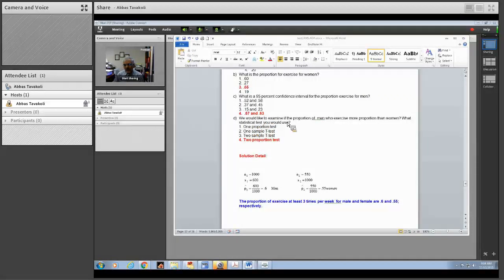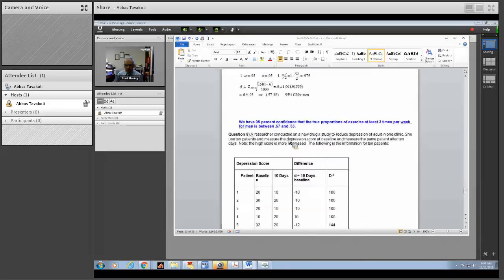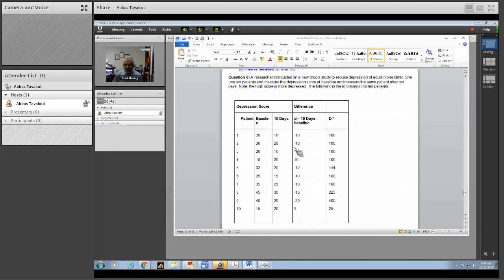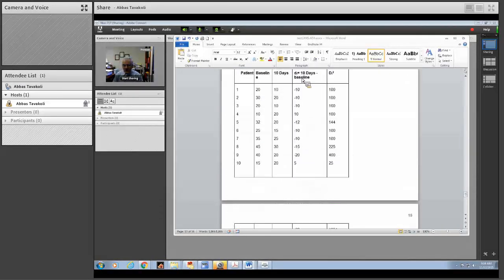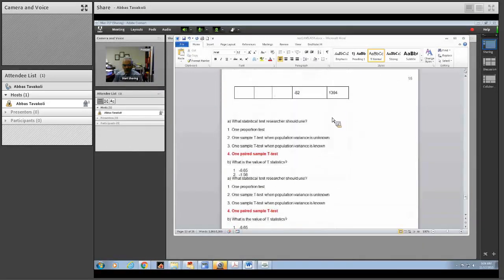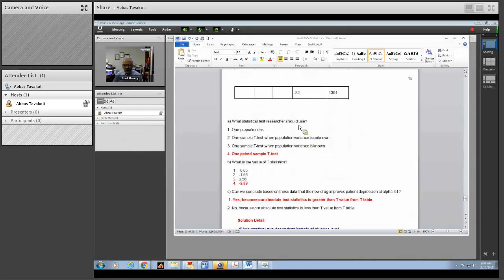We would like to examine if the proportion of men who exercise is more than the proportion of women, what test are you going to use? We're talking about proportion and 2 samples, so the 2 proportion test is the correct one. Question 8 is asking about, again, we have 10 patients' depression score. We had baseline and 10 days. So you have the information about the difference and D I squared. What statistical test do you use?